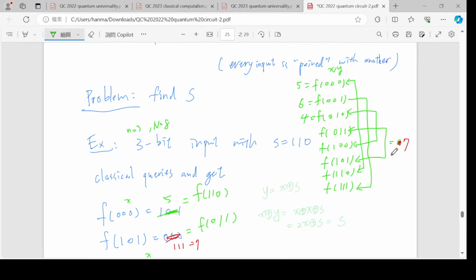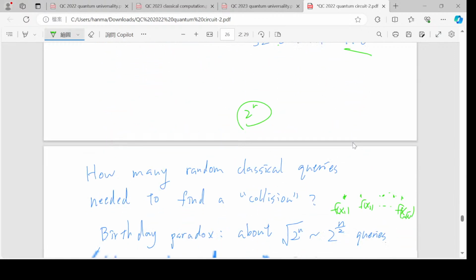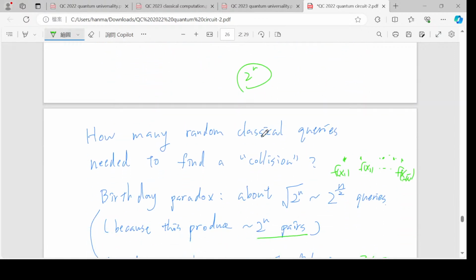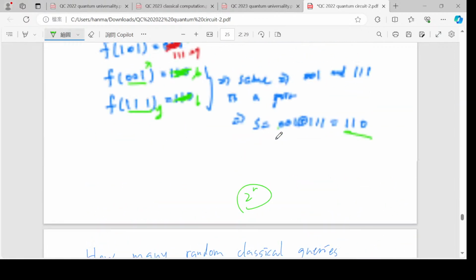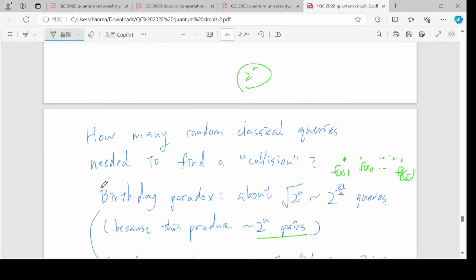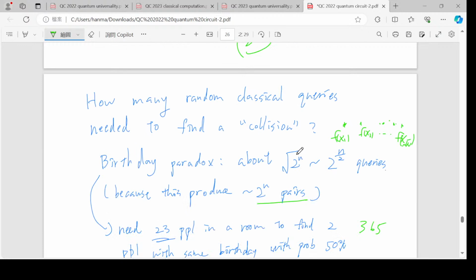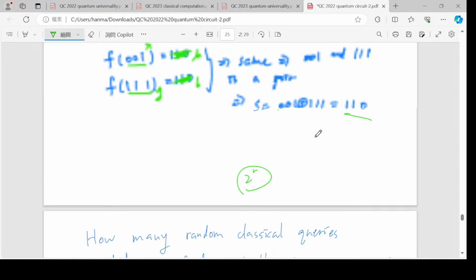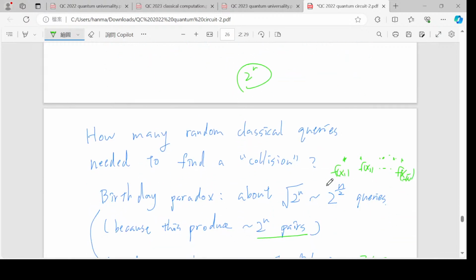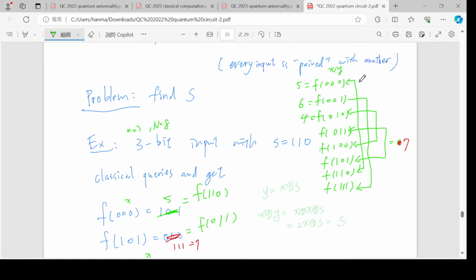But anyway, you really learn nothing until you see a collision, so the classical algorithm is just you pick a random thing and see when you get a collision. But now things are a bit tricky. Okay, so you're going to sample random x, and you are going to get f of x.